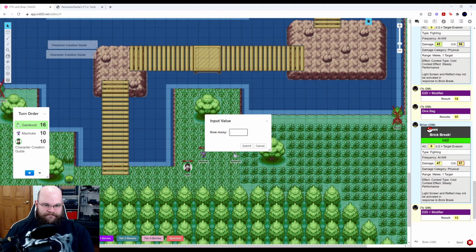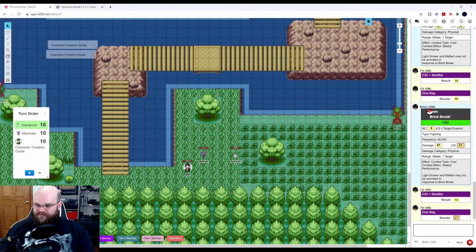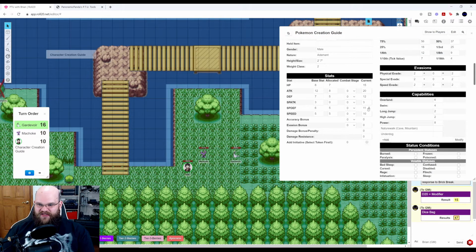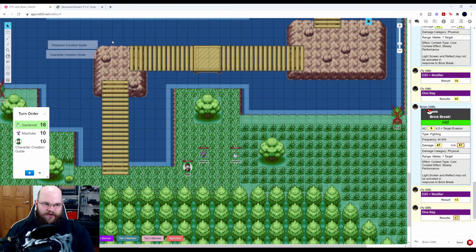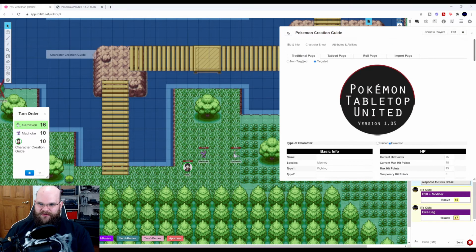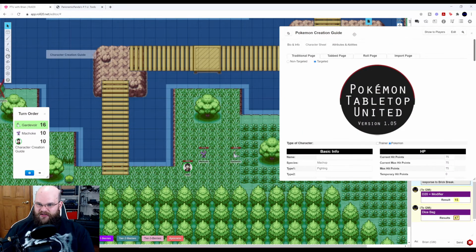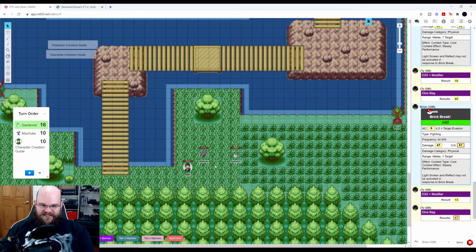We'll hit our dice bag. 3d10, 34. 47 psychic damage. Special psychic damage. So we'll look at our Pokemon here. He has a special defense of 11. So 47 minus 11 gives us 36, and we double that, because if we go back here, just so you can see it, double damage from Psychic. So 36 times 2 is 72. Nearly KOs it in a single hit.